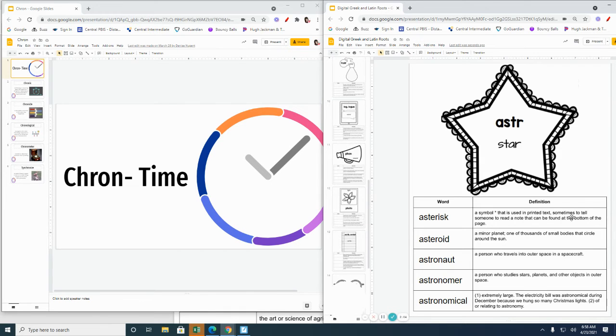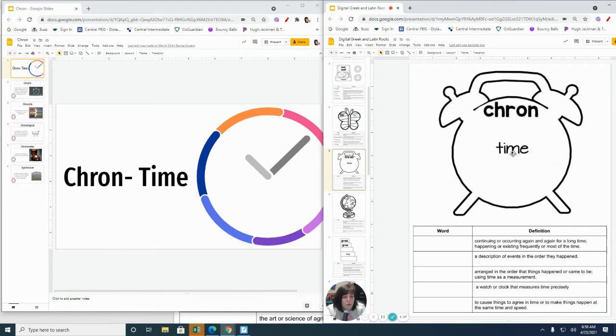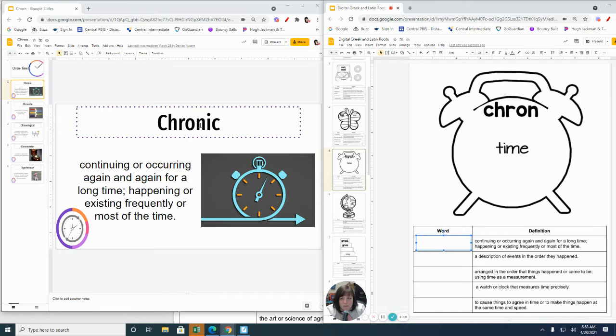You might remember that. So go ahead and go down to the word Chron, and then we have continuing or occurring again and again for a long time, happening or existing frequently or most of the time. And then you go over here and it means chronic. A lot of times we talk about medical conditions that are chronic. For instance, I have diabetes and it will never go away. And so I say that my diabetes is chronic. Or you might have a parent who has back pain and it is chronic because it continues and it occurs again and again for a long time, or it's happening most of the time.